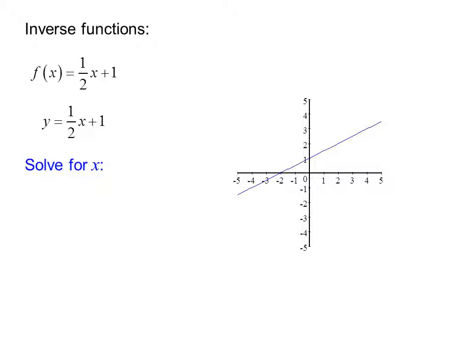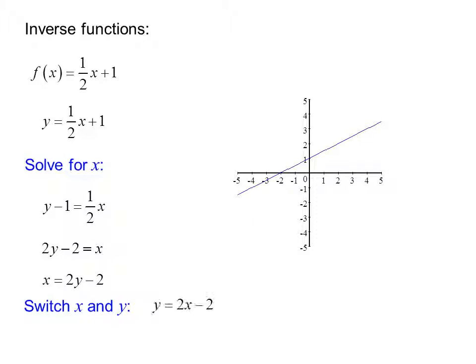We solve for x, subtracting 1 from both sides, multiplying both sides by 2, and then moving the x out front. We then switch x and y, getting a new function, y equals 2x minus 2, which we write f inverse of x equals 2x minus 2.